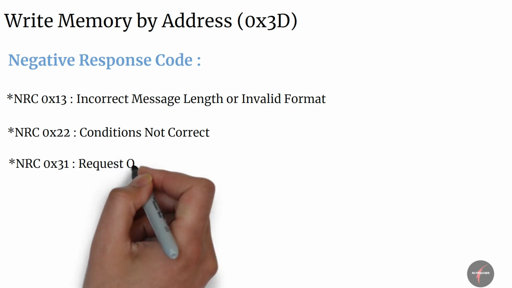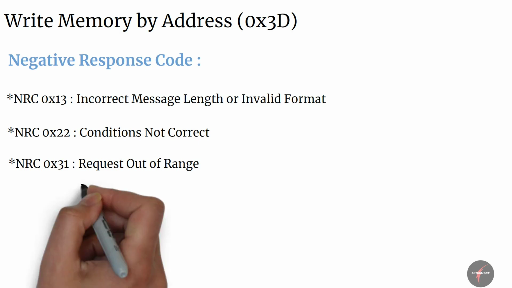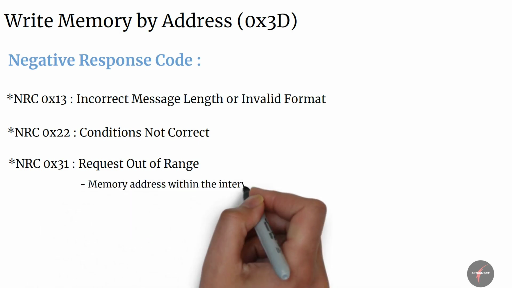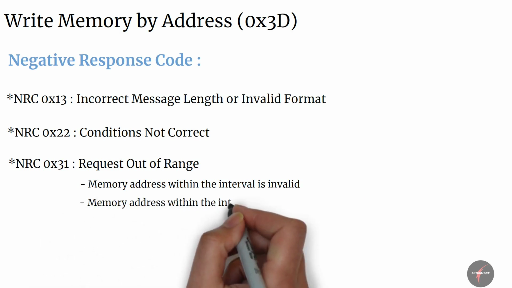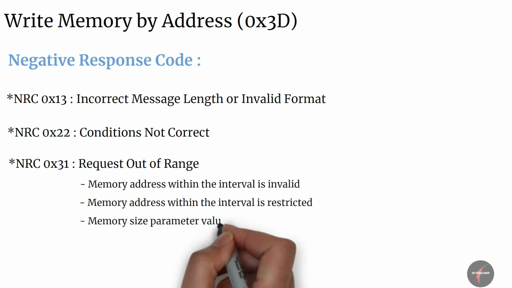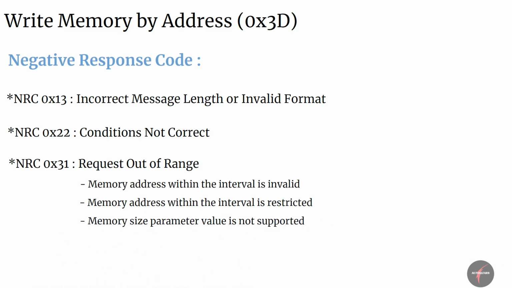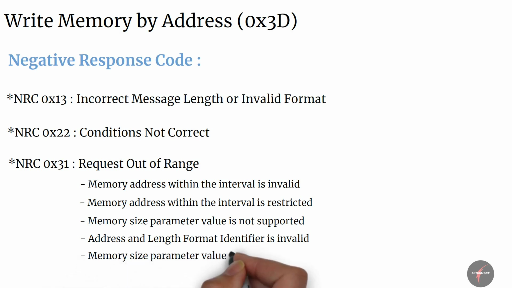NRC 31, request out of range. This NRC shall be sent in the following cases: if any memory address within the interval is invalid, if any memory address within the interval is restricted, if the memory size parameter value in the request message is not supported by the server, if the specified address and length format identifier is invalid, or if the memory size parameter value in the request is 0.